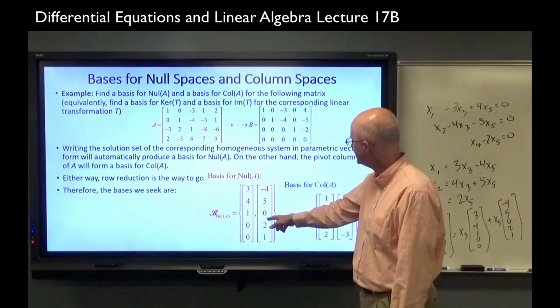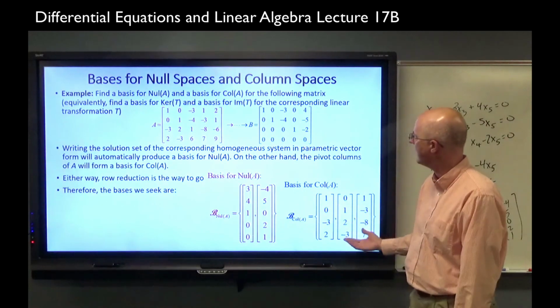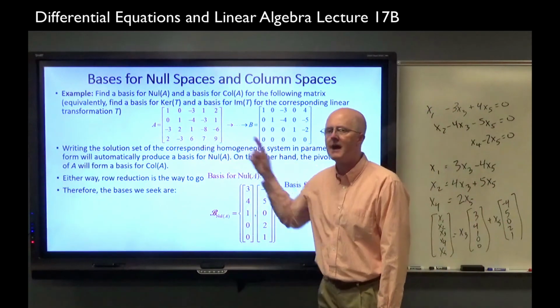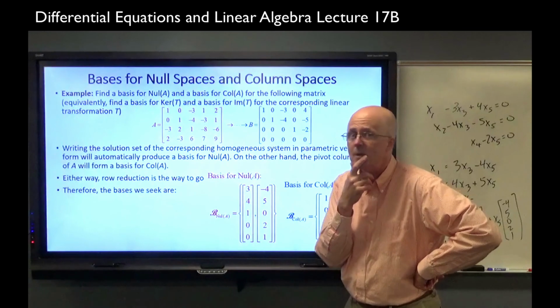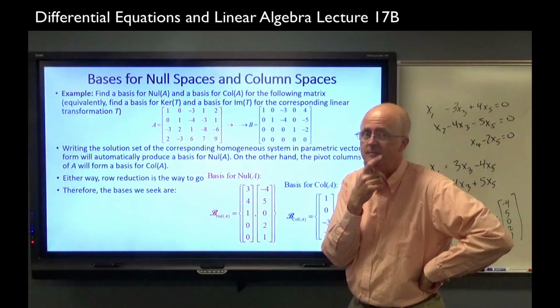Interesting. If you add the dimensions of these two, 2 and 3, to get 5, it's the same as the number of columns in A. That's no accident, actually. That will always happen.